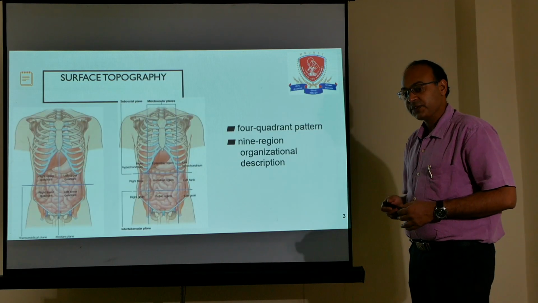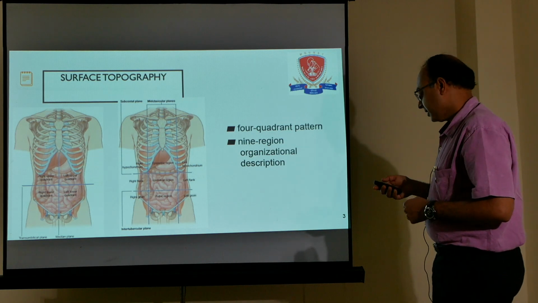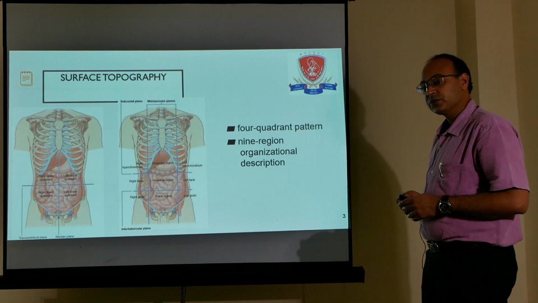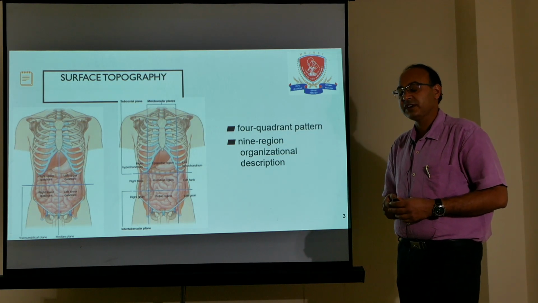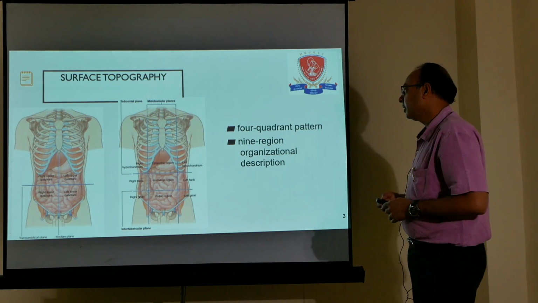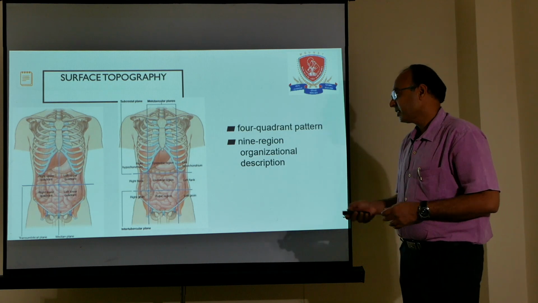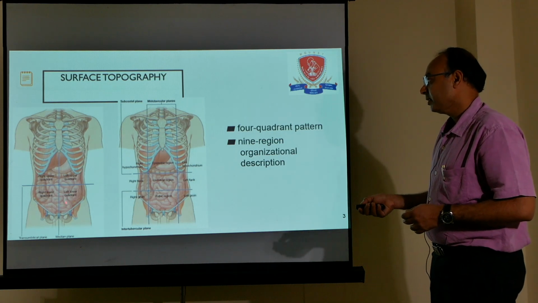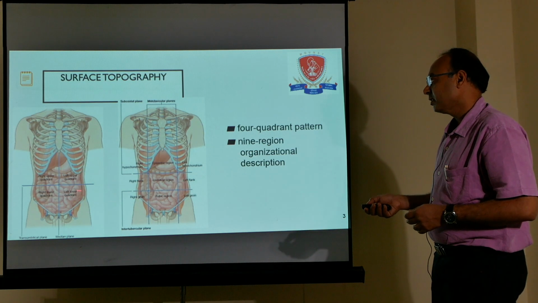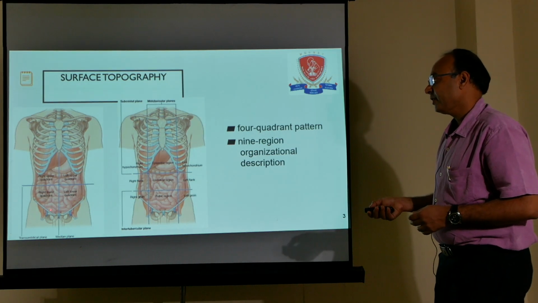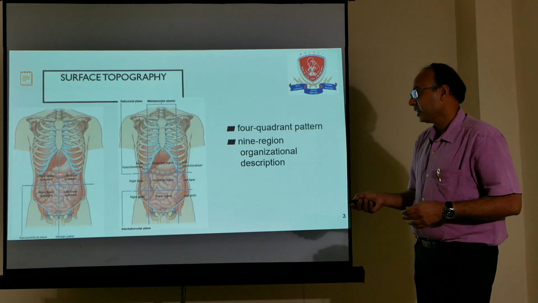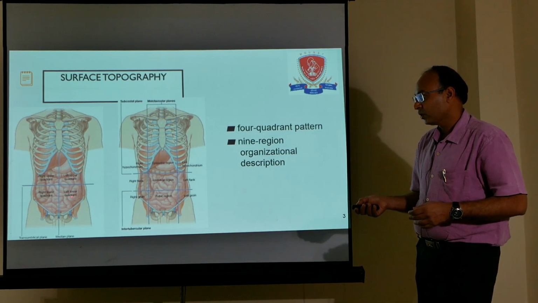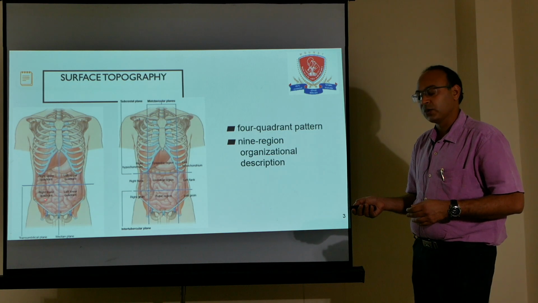This is the surface anatomy. For the convenience of teaching and for the convenience of examination of a patient, we have divided the abdomen into 4 quadrants by one central line and one horizontal line. This divides the abdomen into 4 quadrants: the right upper quadrant, the left upper quadrant, the left lower quadrant and the right lower quadrant.